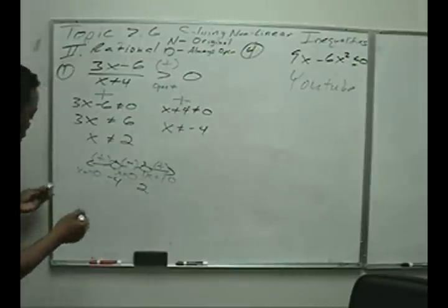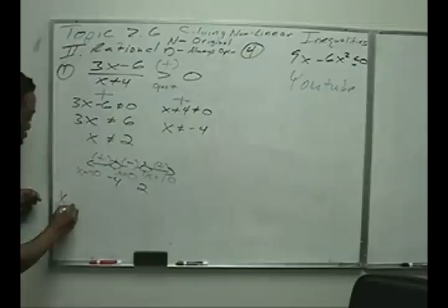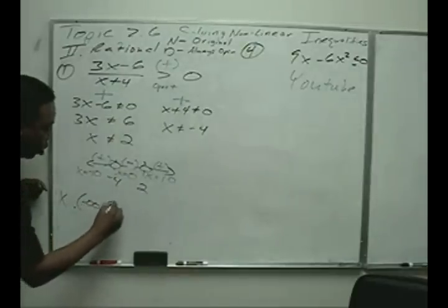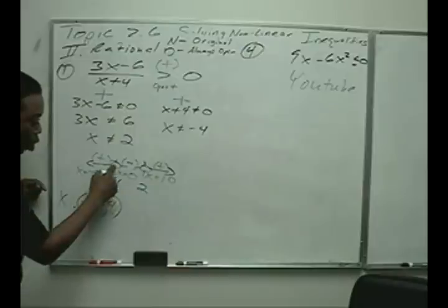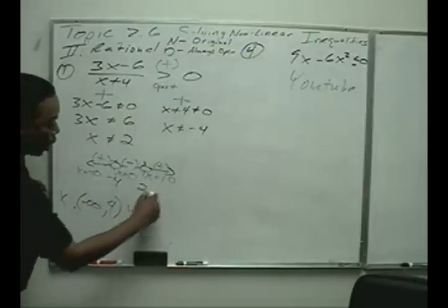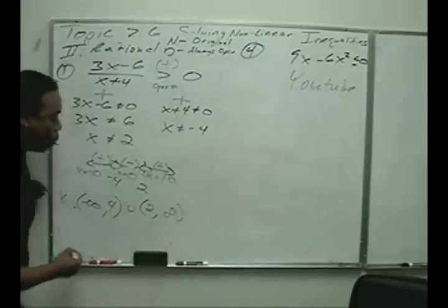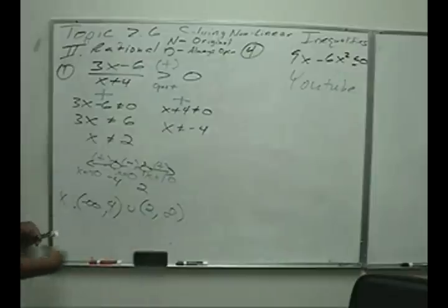So we would say the solutions for x are found from negative infinity until we get to negative 4 with a parenthesis because this is open, union this part right here, which is from 2 to positive infinity, open parenthesis. And those are our solutions.